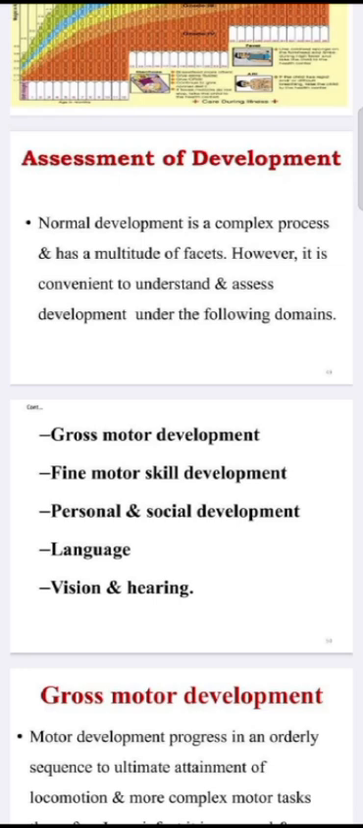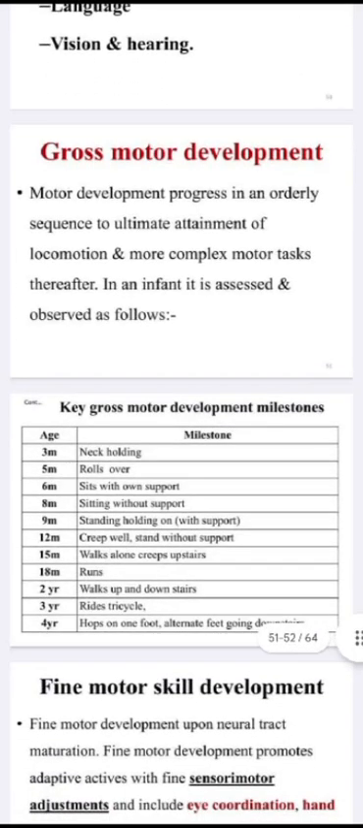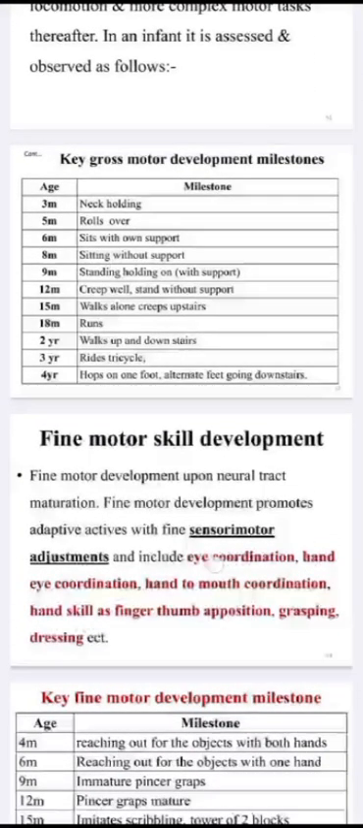Next, we will see the assessment of development. Normal assessment of development has a multitude of facets. However, it is convenient to understand and assess development under the following domains: gross motor development, fine motor development, personal and social development, and language, vision and hearing. According to age, gross motor development progresses in an orderly sequence to ultimate attainment of locomotor and more complex motor tasks. Therefore, in an infant it is assessed by observing as follows.